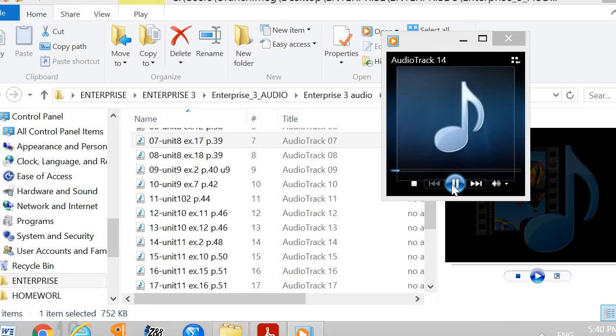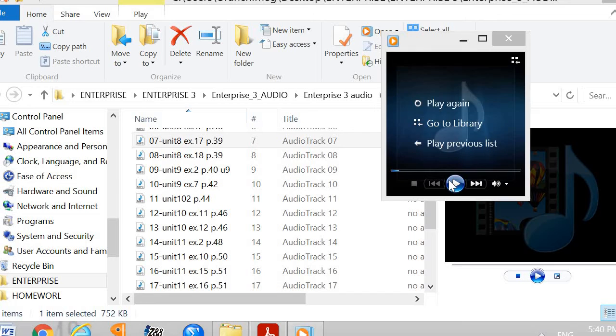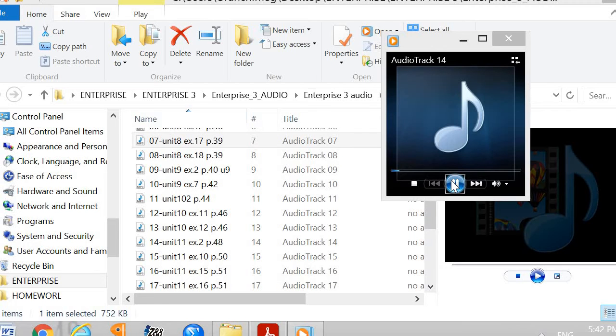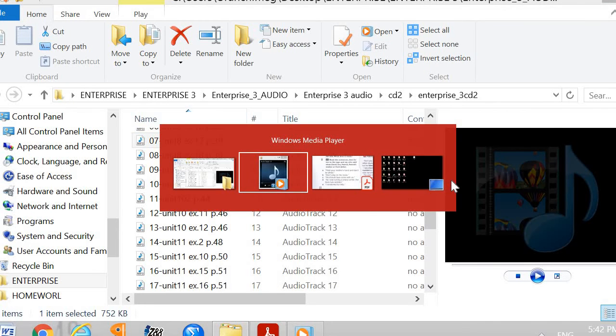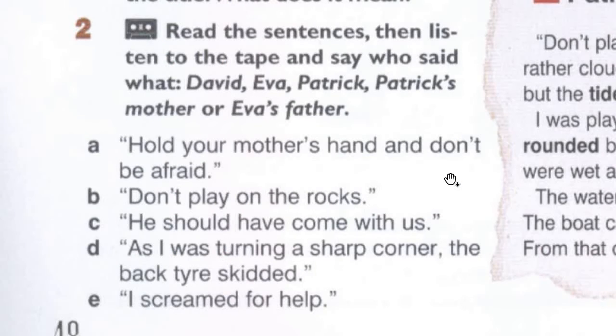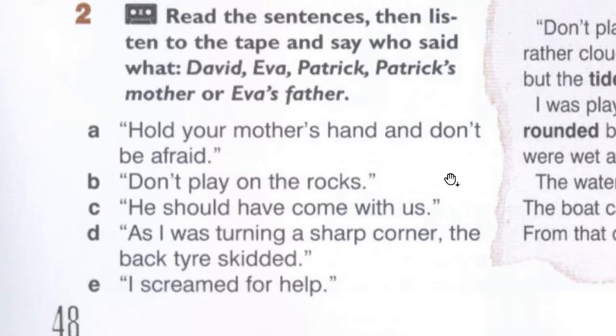Okay, yeah, listen. Unit 11. Narrow escapes. Exercise 2, page 48. Hey. Okay, listen up. Unit 11. Narrow escapes. Exercise 2, page 48. Hey.